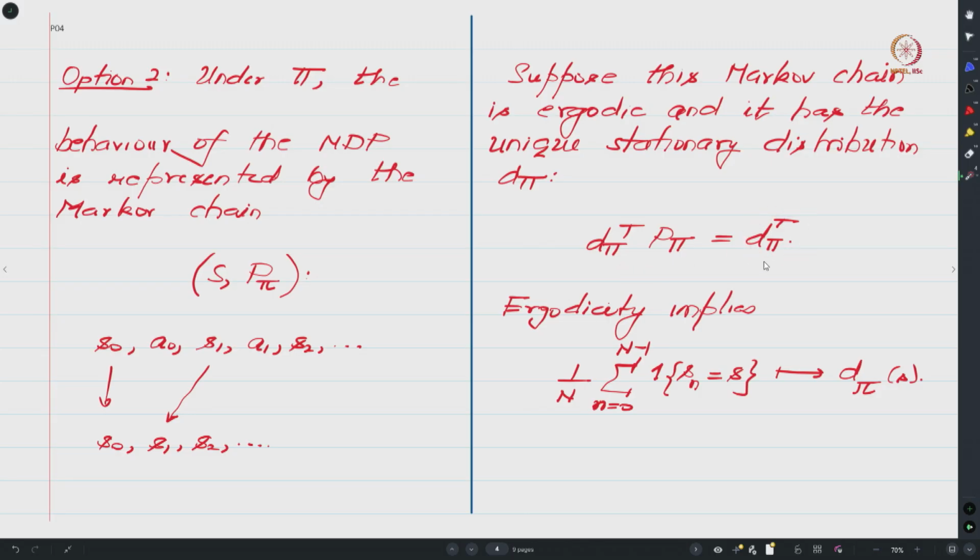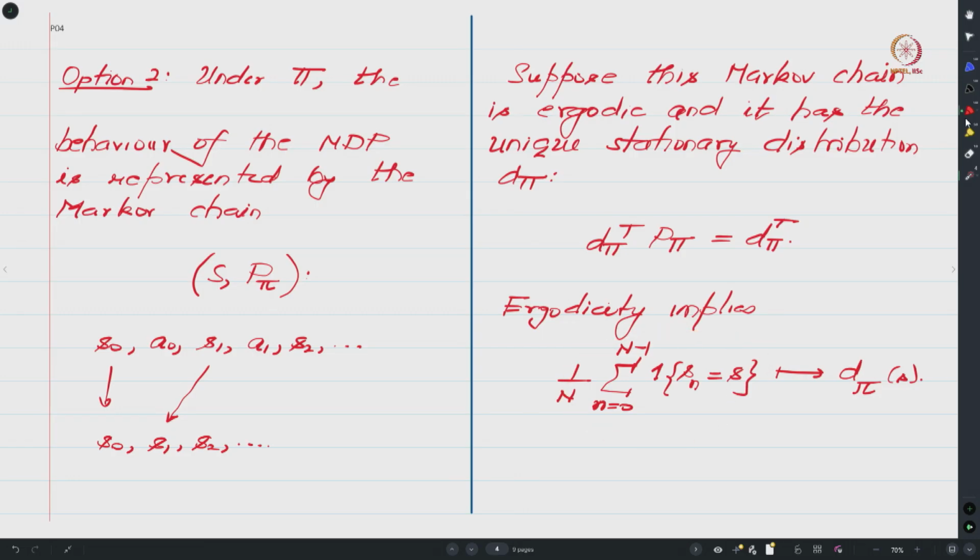So this is like the left eigenvector with eigenvalue 1, and one can show that because of this ergodicity, if you fix a state S and take the average of this quantity. So what is this quantity? At time n you ask whether the observed state is S or not, and this indicator is 1 if the observed state at time instance n is S, and 0 otherwise. If you sum these indicators and take their average, one can show that because of ergodicity this actually goes to d pi of S.